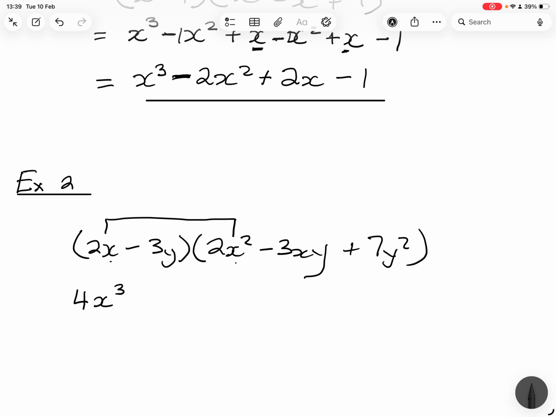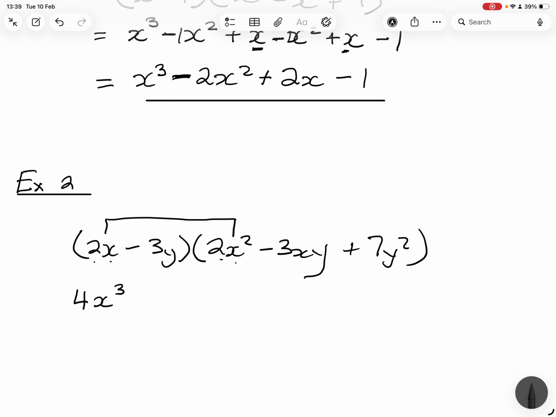So that's x to the exponent of 1 multiplied by x to the power of 2. In that case, the 1 and the 2 added together give us 3. So 2 multiplied by 2 gives us 4. So let's go to the next one.